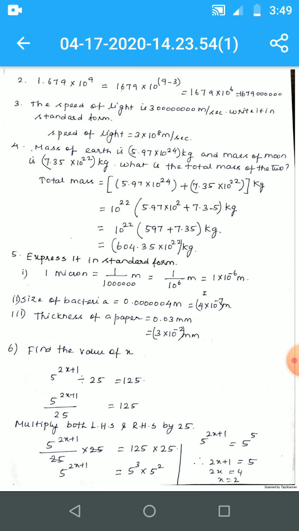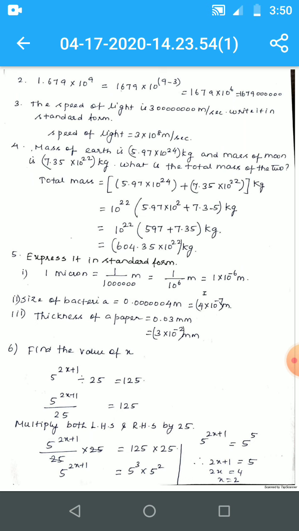So we go for the next problem. 1.679 multiplied by 10 to the power 9. We have to write in usual form. Here it is represented in decimal format, right? We have to move 3 steps, 16.79, after that 7, after that 9. So 3 steps, so this becomes 10 to the power 9 minus 3. If it is moving forward, it is positive. If it is moving backward, it is negative. How many steps? 3 steps, so minus 3.